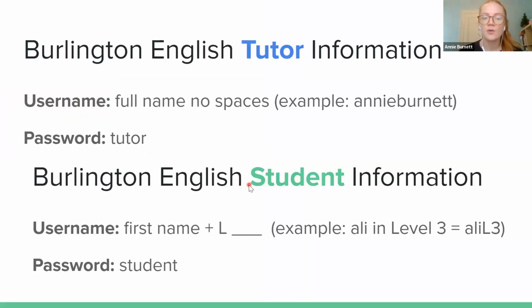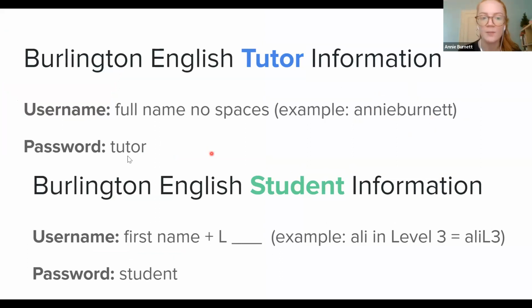So the Burlington English, your username will be, okay, first name, last name, full. First name, last name is your username, and your password is tutor. And if you have an evening student, they already have an account. If you have a morning student, let me know. I can set them up with an account. Theirs is just going to be their first name, a capital L, and the level that they're in.